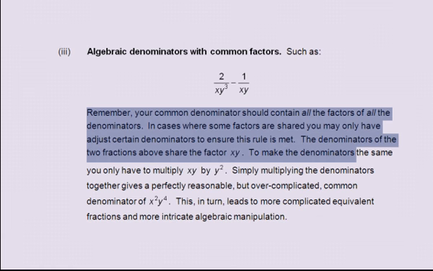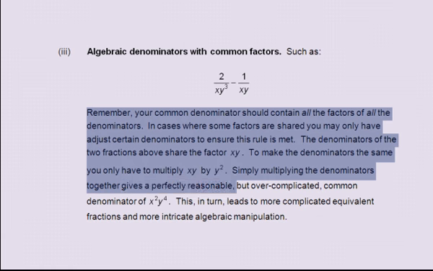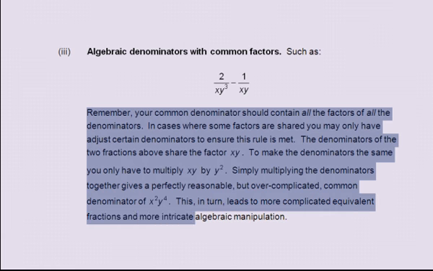To make the denominators the same, you only have to multiply xy by y squared. Simply multiplying the denominators together gives a perfectly reasonable but overcomplicated common denominator of x squared y to the 4. This, in turn, leads to more complicated equivalent fractions and more intricate algebraic manipulation.